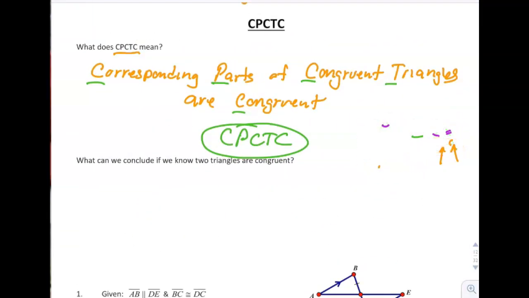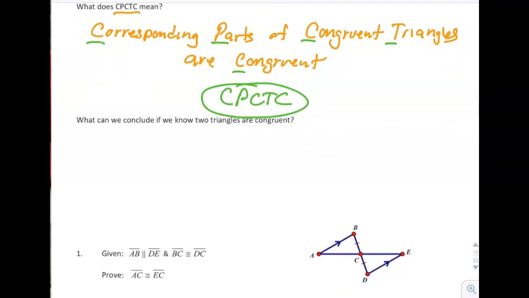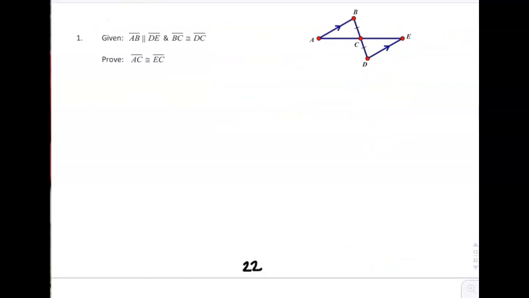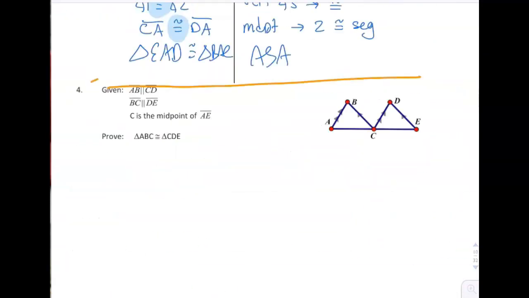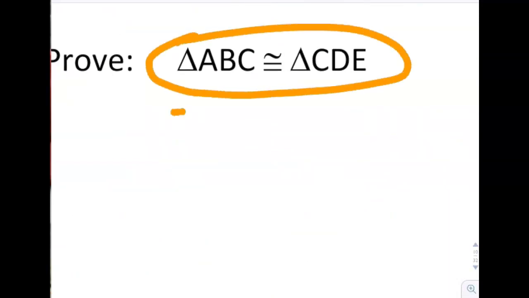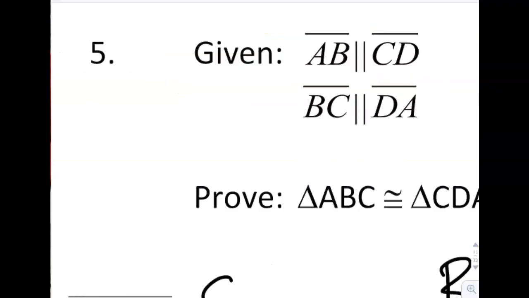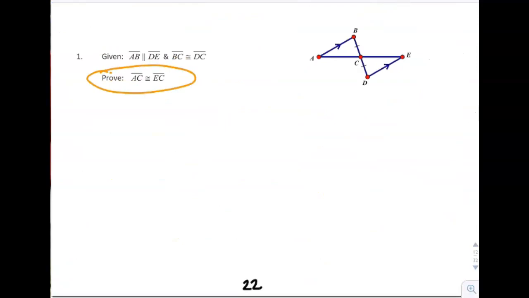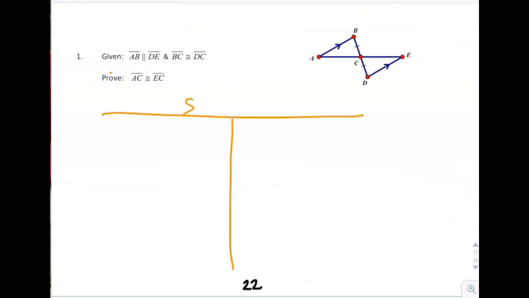Okay. I'm going to jump right down to number 1 here. Notice for the first time, the prove line does not say prove triangles congruent. That's how you know it's usually a CPCTC. Look at all of our old ones. It was always prove a triangle is congruent to another triangle, right? But now we're not doing that anymore. Well, we are, but they're not telling us to do it. Okay? So statement, reason, just like before.